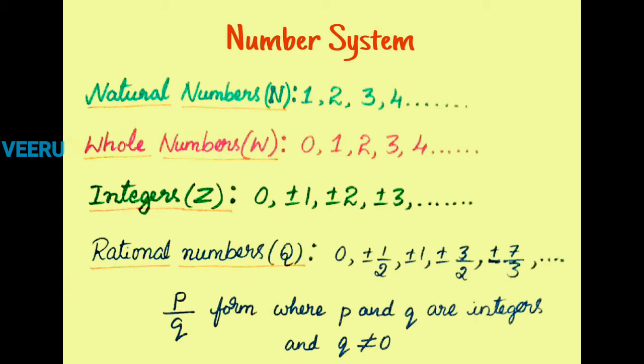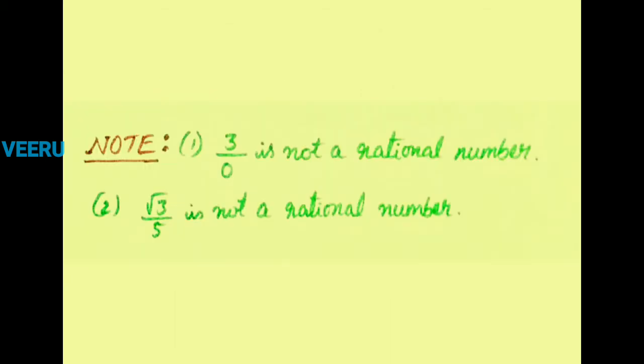Examples are 0, plus or minus 1 by 2, plus or minus 1, plus or minus 3 by 2, plus or minus 7 by 3, like this. See the note, 3 by 0 is not a rational number. Why? Because it obeys the first condition, that is p and q are integers. It means the numerator and denominators are integers, but it is not obeying the second condition. The second condition is the denominator should not be equal to 0. But here the denominator is 0. Hence this is not a rational number.